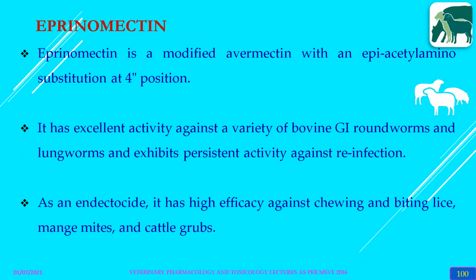Then abamectin has almost all the similar properties to that of ivermectin, but it has a very excellent activity against a variety of bovine GI roundworms and lungworms. It is an endectocide and has very high activity against chewing and biting lice. It is also effective in managing mites and cattle grubs.